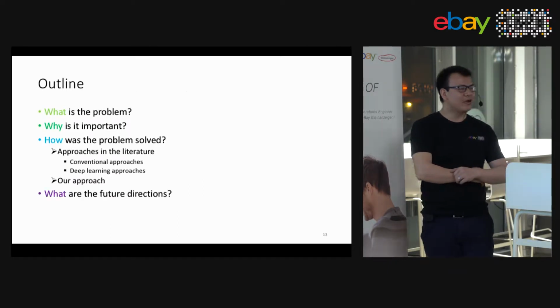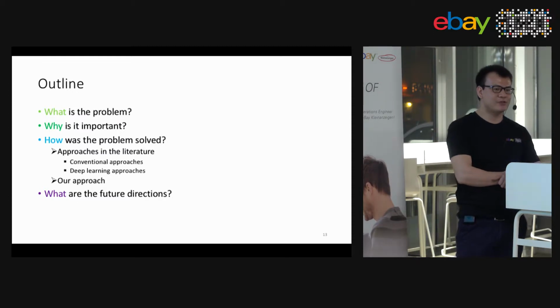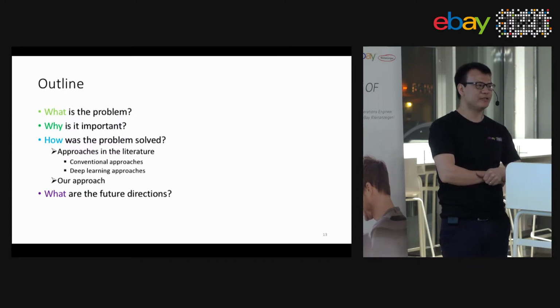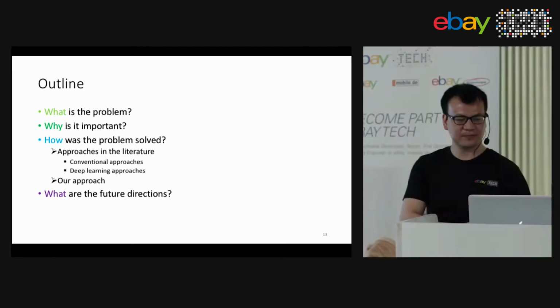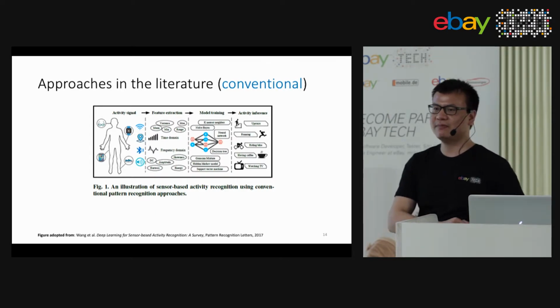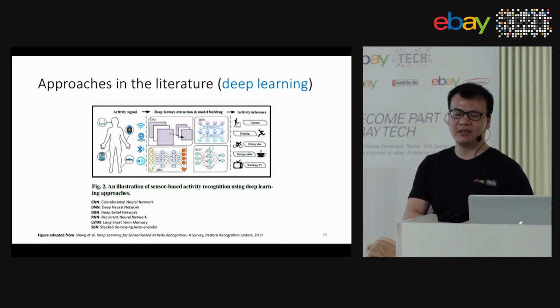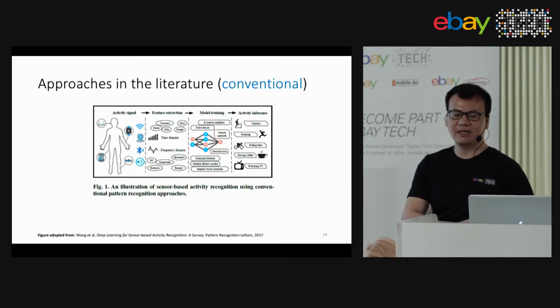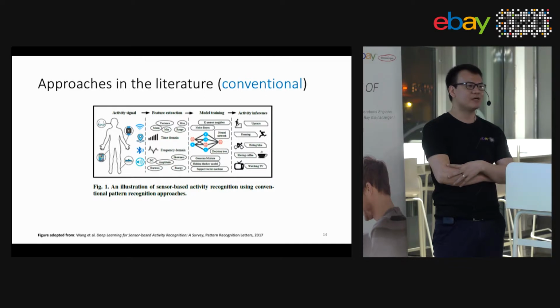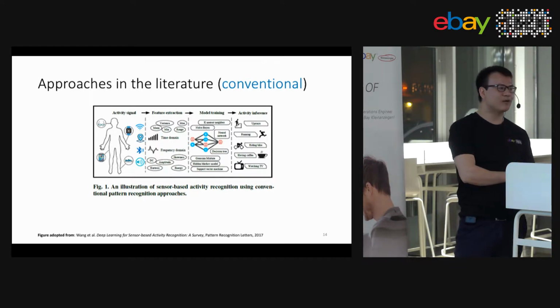Then let's move on to how we solve this problem. I will introduce it from two aspects. One is approaches in the literature. Second is our own approach. I will show two slides. This is one slide, and second is this slide. This slide uses conventional machine learning methods, and the second one uses deep learning methods. There are some common things within these two slides, and there are some differences. So let's start from the common things.